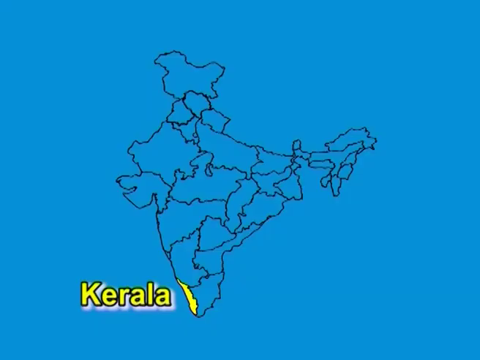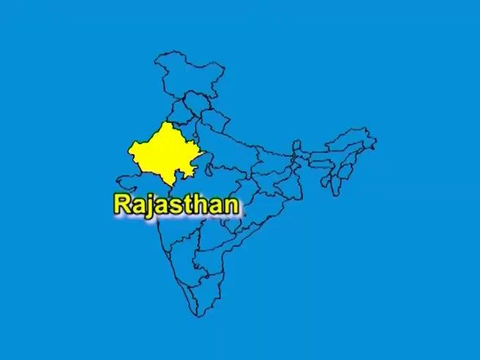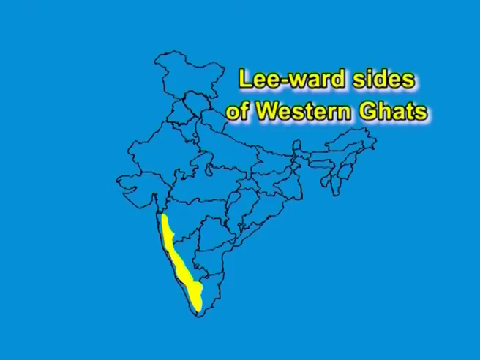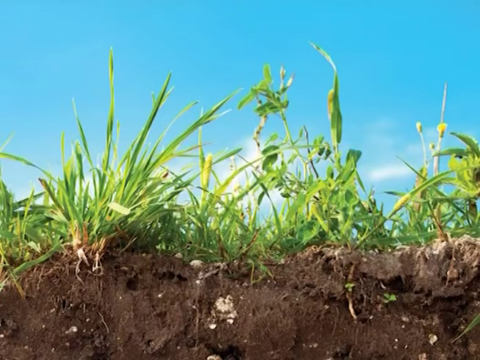Almost even distribution and high density of population are found in plains of Kerala and West Bengal where rainfall is high. It is low in the regions of Rajasthan and leeward sides of Western Ghats. Soil. Soil is another factor which affects the density and distribution of population.